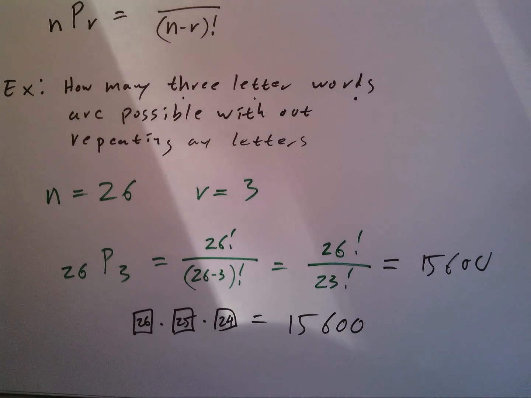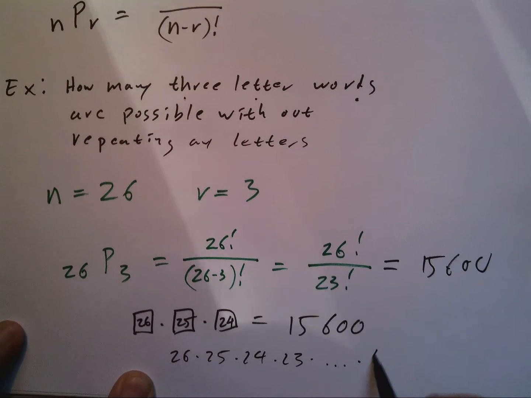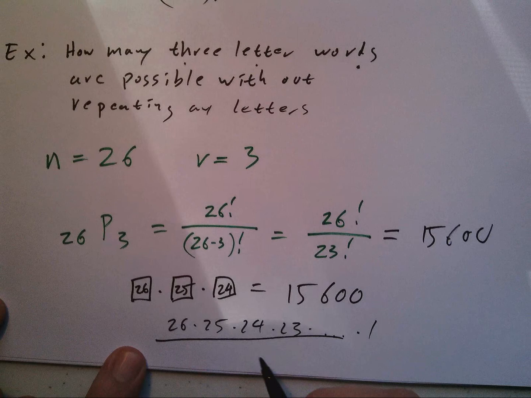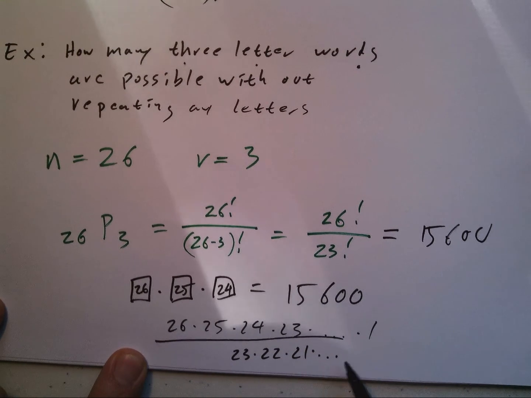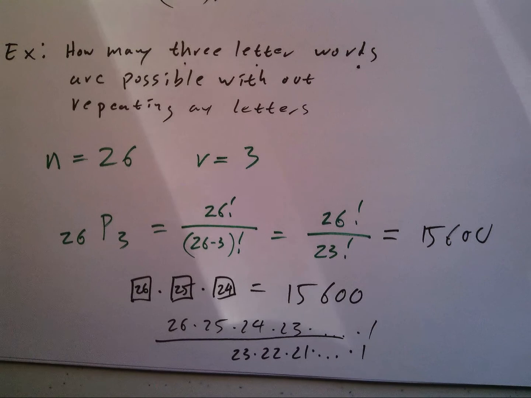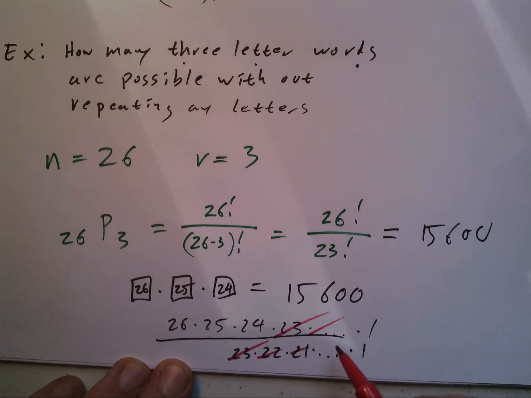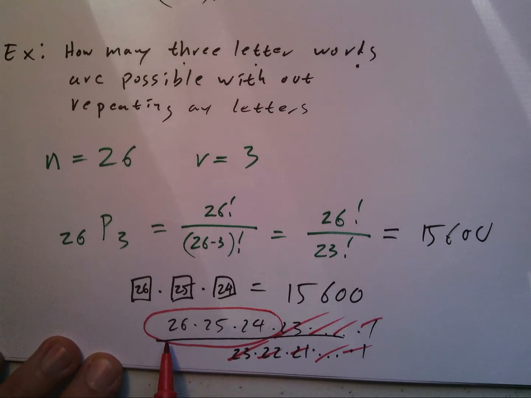Now, the reason for that is, when I have 26 factorial, I have 26 times 25 times 24 times 23 times ... times 1. And on the bottom, I have 23 times 22 times 21 times ... times 1. Oh, look, I have a 23 on top and bottom. I have a 22 on top and bottom. I have a 21 on top and bottom. Everything canceled out except for 26 times 25 times 24.